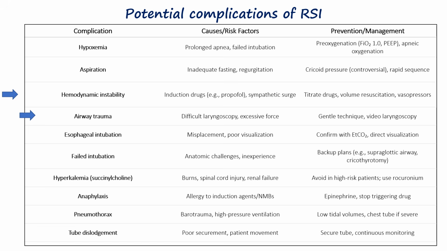Airway trauma or esophageal intubation may arise from technical difficulties, while failed intubation, a life-threatening scenario, demands immediate rescue strategies like supraglottic airway insertion or surgical options. Medication-related adverse effects like anaphylaxis and hyperkalemia from succinylcholine can also occur. Post-intubation pneumothorax or tube dislodgement may also occur.